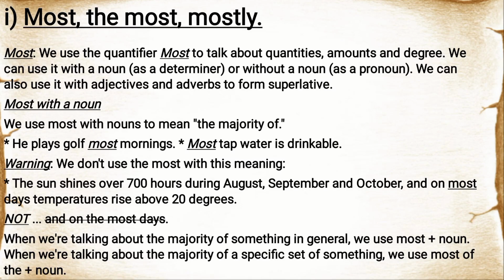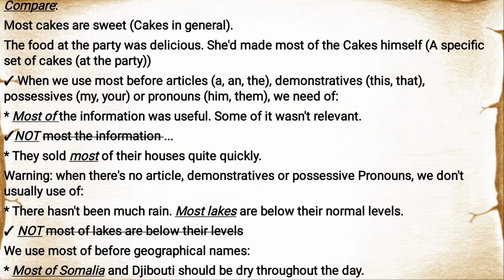When we're talking about the majority of something in general, we use most plus noun. When we're talking about the majority of a specific set of something, we use most of the plus noun. Compare, most cakes are sweet, cakes in general. The food at the party was delicious. She'd made most of the cakes herself, a specific set of cakes at the party.